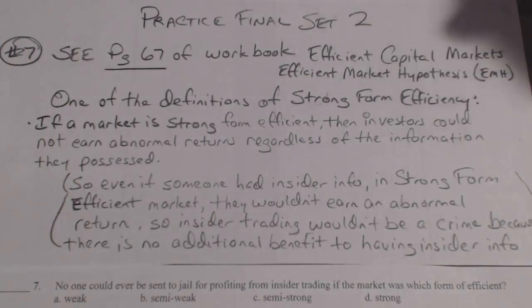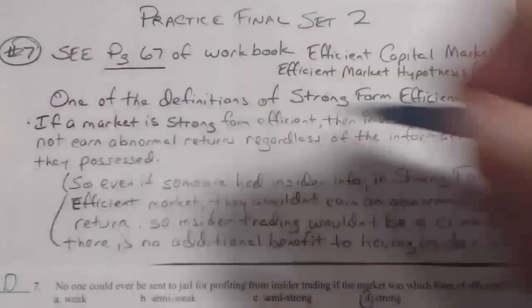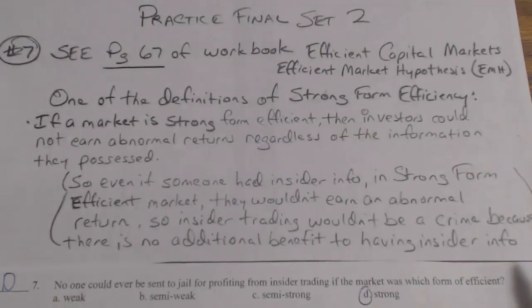It's basically saying that the market would be so efficient in strong form that insider information would be useless, because everybody would have the same type of information anyway. So the answer is D, strong form efficient. No one could ever be sent to jail for having insider information for trading. Okay, so that's practice final set 2, problem number 7 for Business 342.